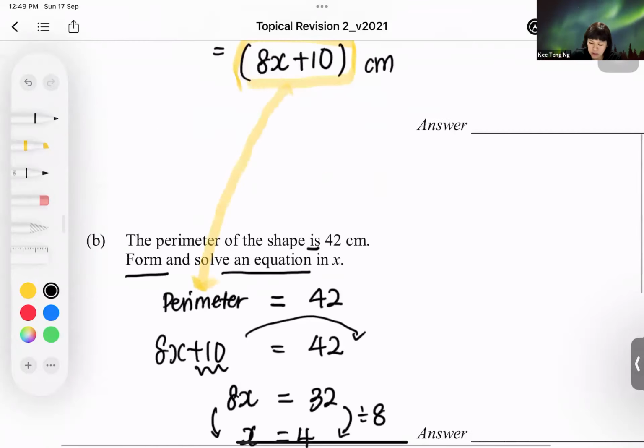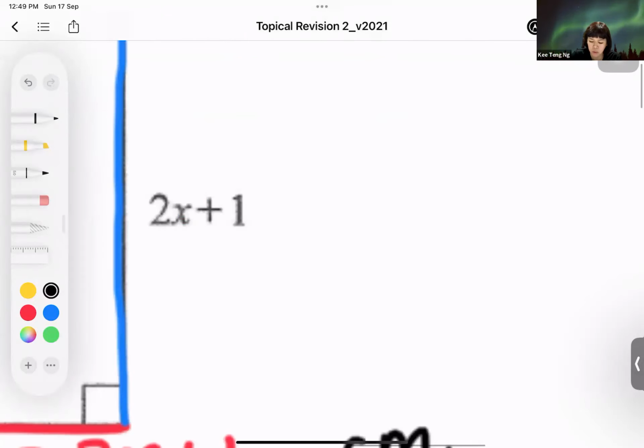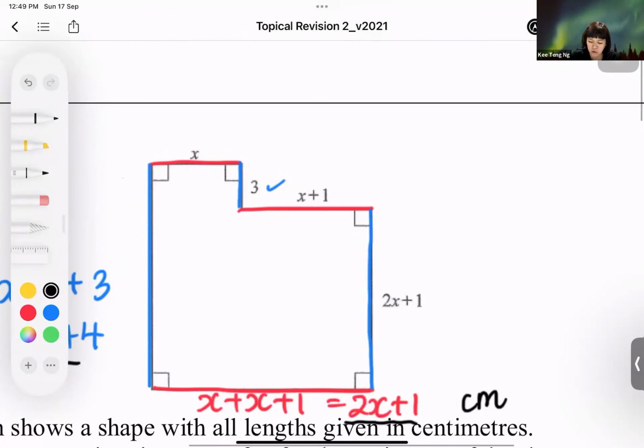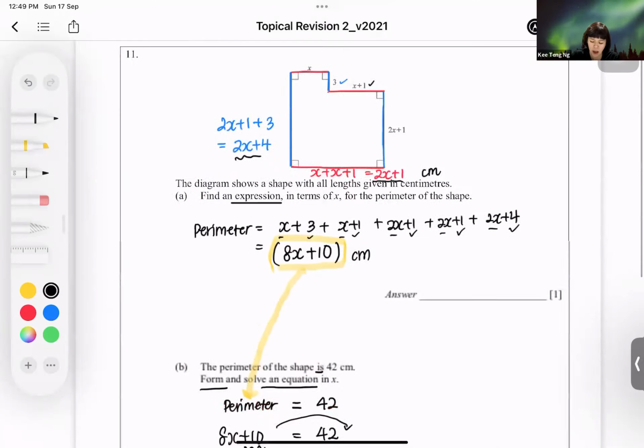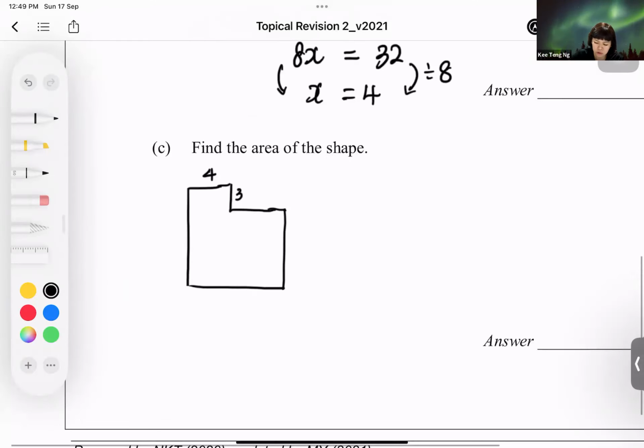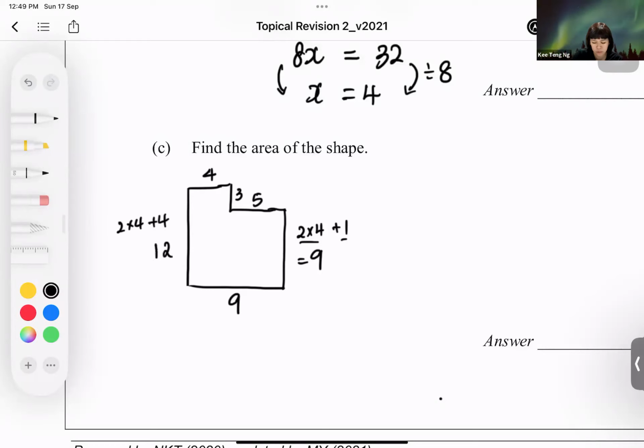This is x, so this x now becomes the number 4. This part is x plus 1, 4 plus 1 here is equal to 5. So this one is 5. The other one, 2x plus 1, 2 times 4 plus 1 is 8 plus 1, 9. So this side is 9 cm. This side is also 9 cm. This whole thing is 2x plus 4. So 2 times 4, 8, 8 plus 4, 12. Okay, so we have these few measurements.